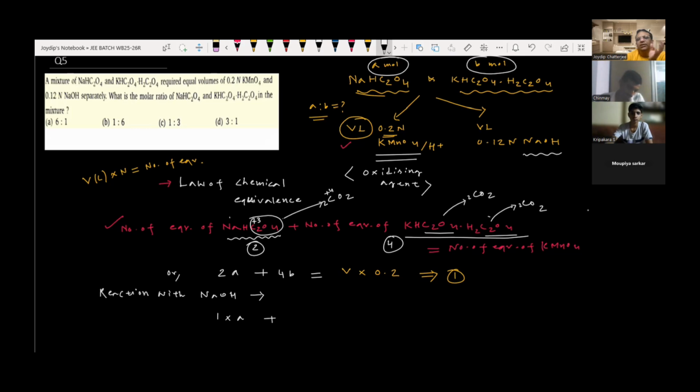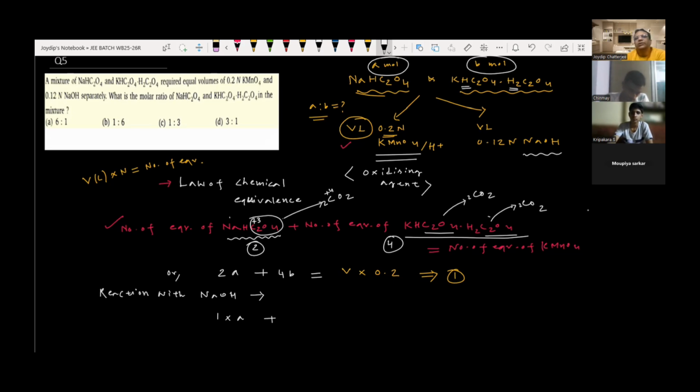Same law we have to apply. The number of equivalents of both, if we combine, will be equal to the number of equivalents of NaOH in this case. In the second compound, how many acidic hydrogens are present? That will be the N factor. Here one acidic hydrogen, here two acidic hydrogens. In an acid-base neutralization reaction, you consider the number of acidic hydrogens.